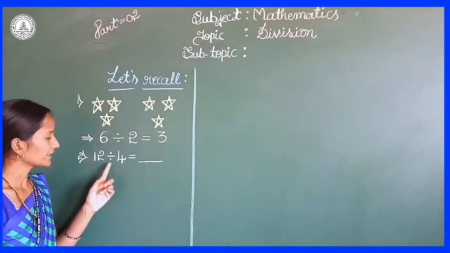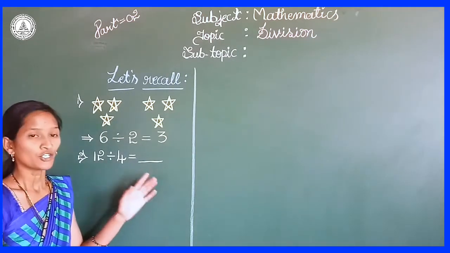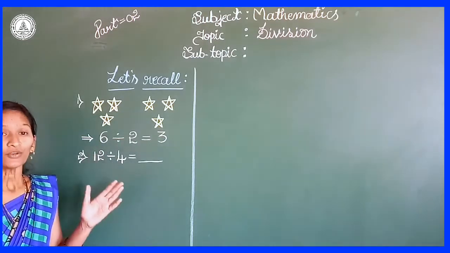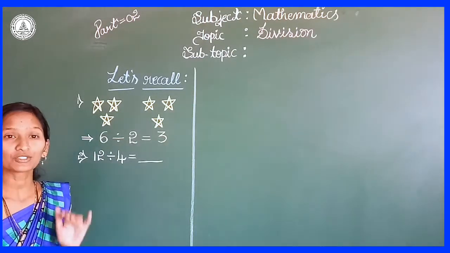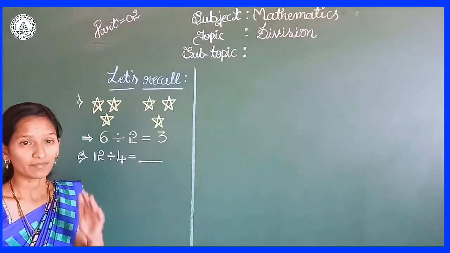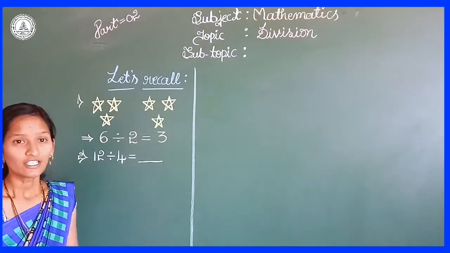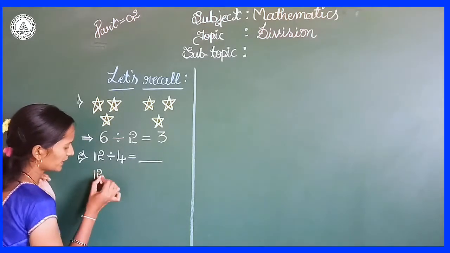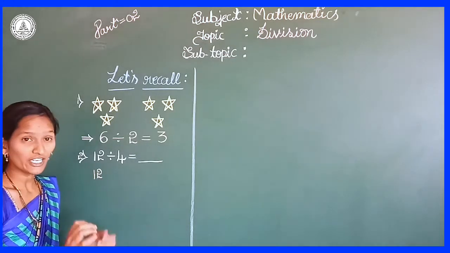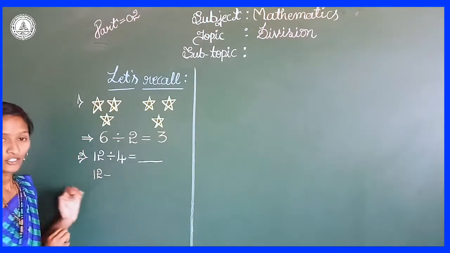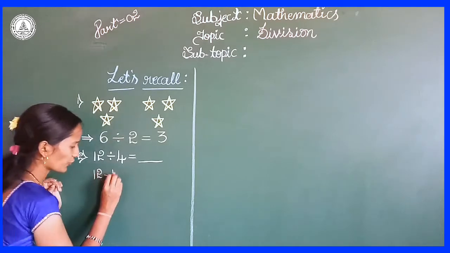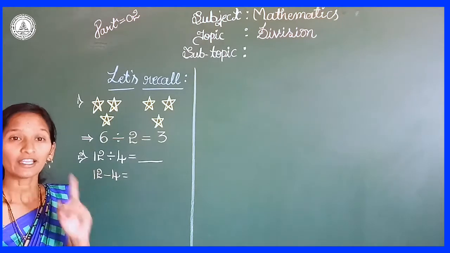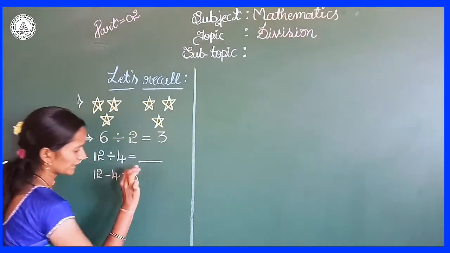It is 12 divided by 4 is equal to dash. Here you have to find the answer to this question. You have to solve this problem using division as repeated subtraction. First write down the first number, that is 12. Next we are doing subtraction, so I am keeping minus here. 12 minus, write down this 4. What is 12 minus 4? Yes, 12 minus 4 is 8. So write down 8 here.